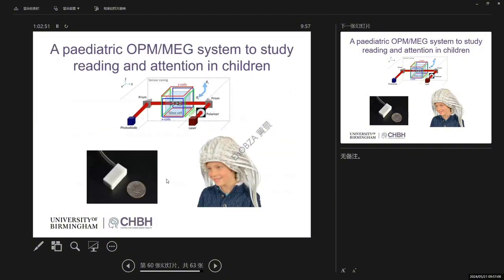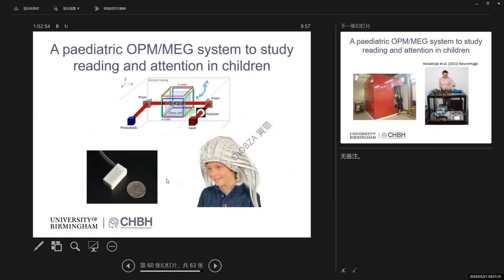So nevertheless, there's a lot of excitement in the field on these new types of OPM sensors. And I also know here in Zhuhai, you have a new OPM system. And also in Birmingham, we are developing an OPM system that can be used for children. And we do this because we want to investigate reading.